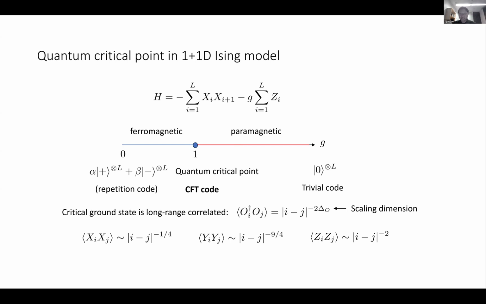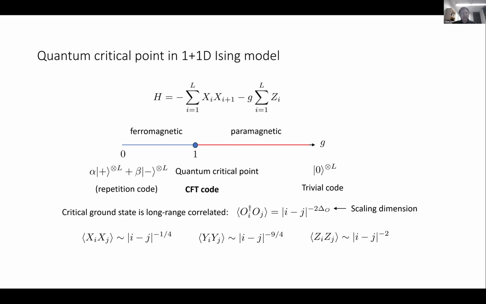So now the ground state must be a trivial state, which is a product state across all the system sites, which is 0 to the power of L. From a quantum error correction perspective, that cannot store any non-trivial logical information. So I call it a trivial code.